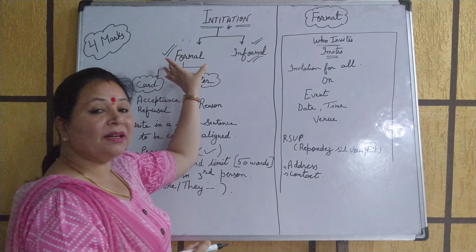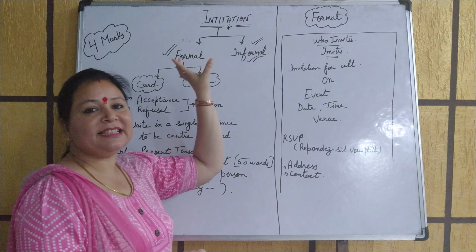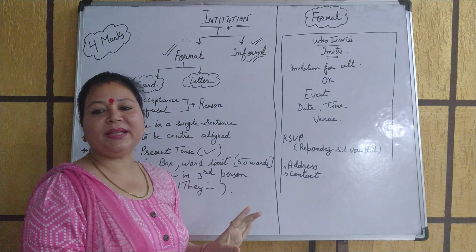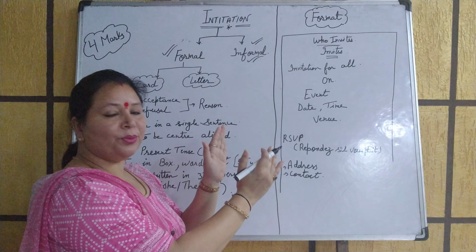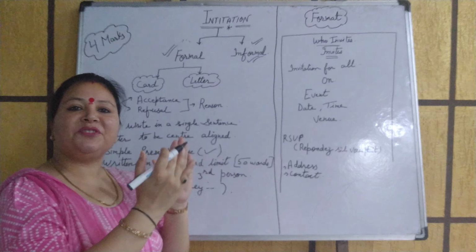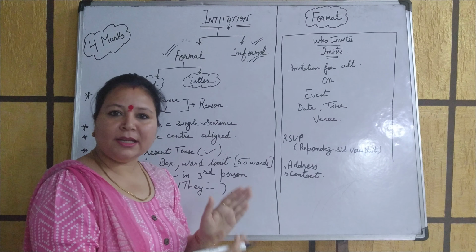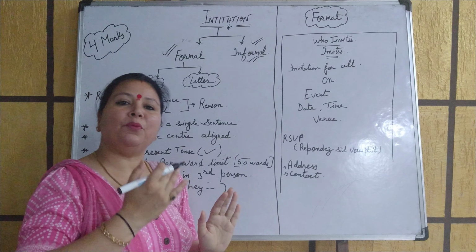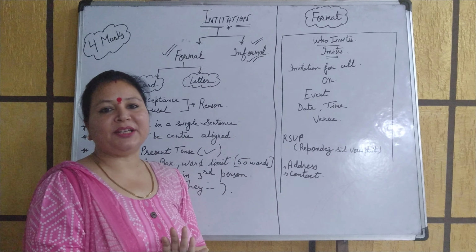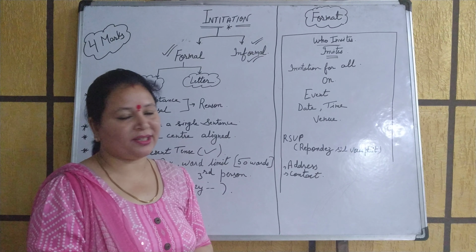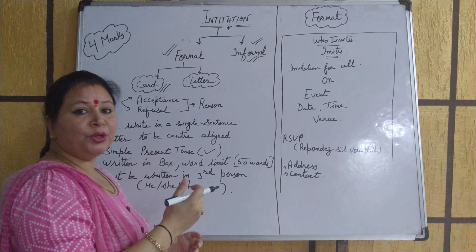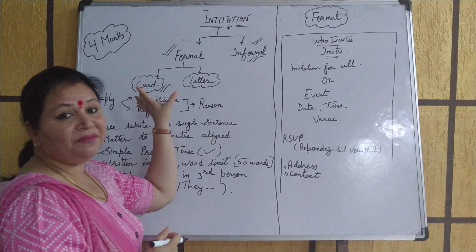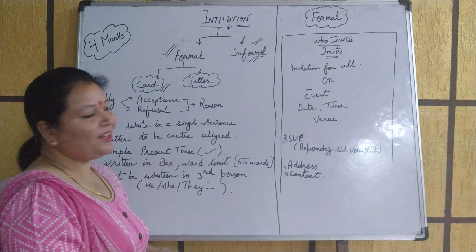And when you are writing a formal invitation, it is written in the same sequence as what we write in formal letters. That means first of all you write the sender's address, then the date, then the receiver's address, and a very crucial role is played by the subject. I told you that usually you are very familiar with invitations in the form of a card.